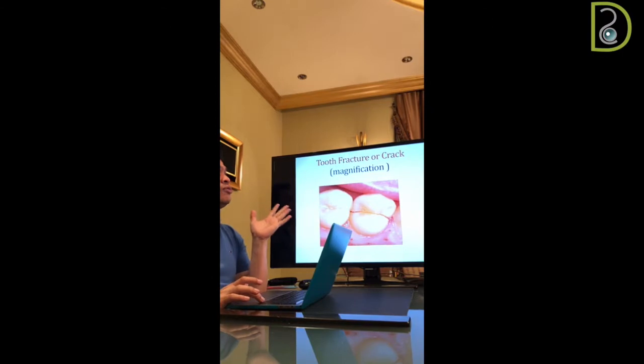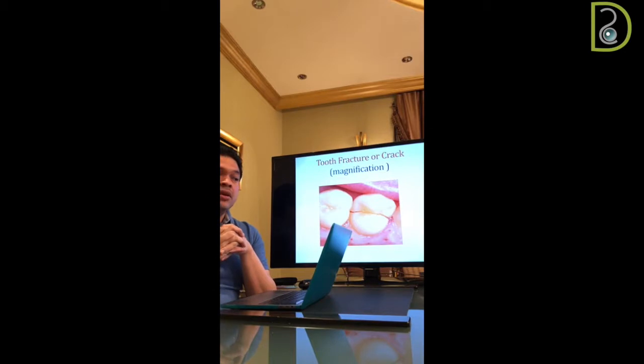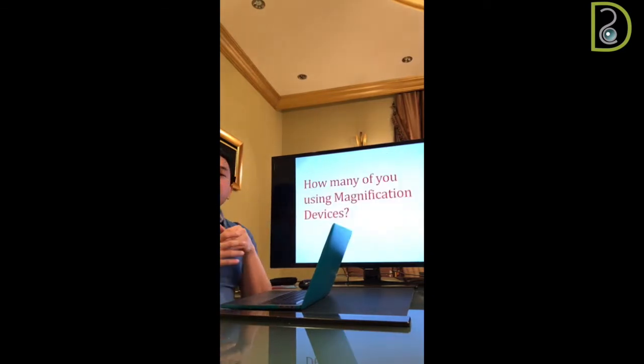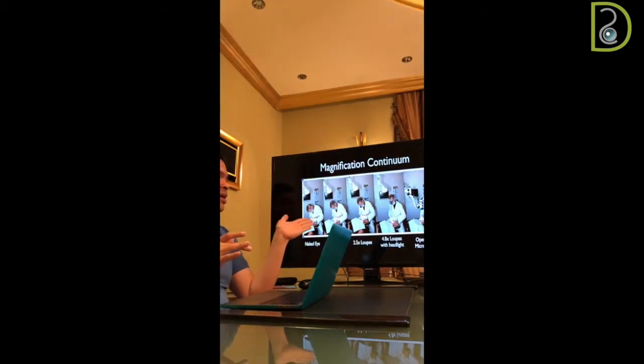And a very important issue that maybe all of us neglect is magnification. Magnification is very important to look for fracture or crack. Let me ask you a question: how many of you use magnification? Magnification, I think, is very important nowadays because we see a lot of patients with problems and you cannot see exactly the problem because we don't use magnification, either by loupes or by dental microscopes.